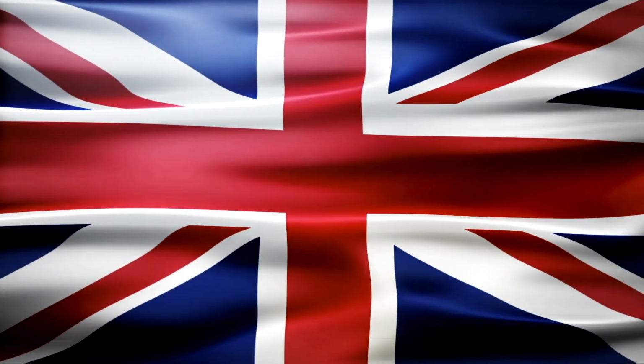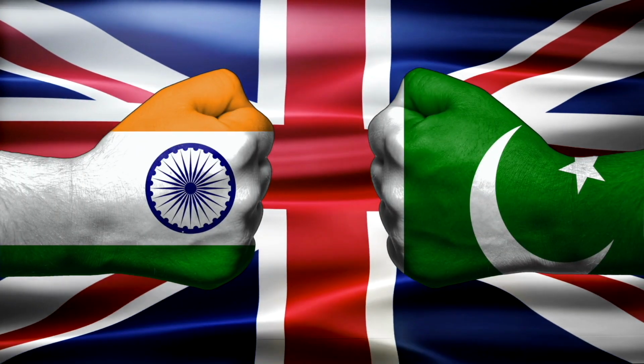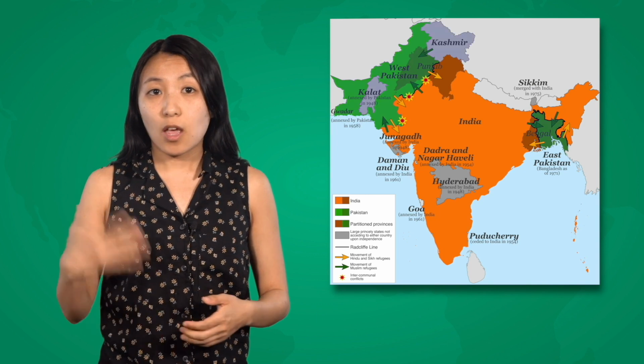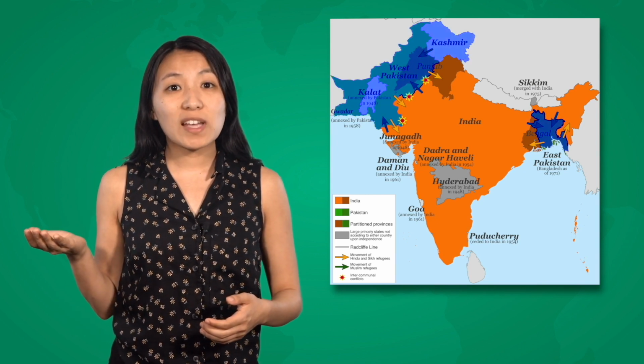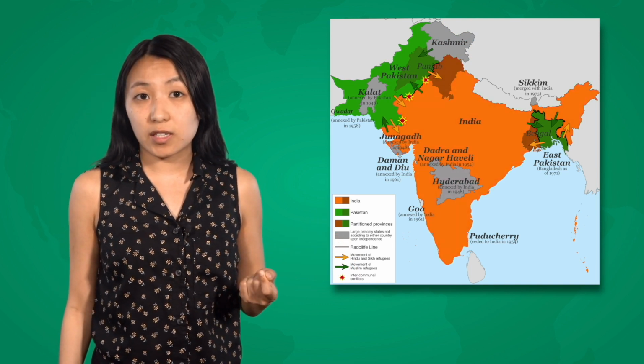Tensions reached a boiling point after World War II, when the Muslim League won a large number of seats in the legislature and demanded a separate country for Muslims. The British government eventually accepted this demand as a condition of Indian independence. And so India was split apart again, this time into two separate nations: Muslim-majority Pakistan in the northwest and the northeast, and Hindu-majority India, the rest of the subcontinent.